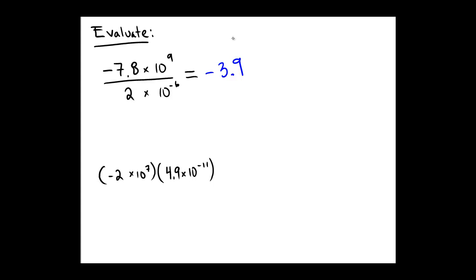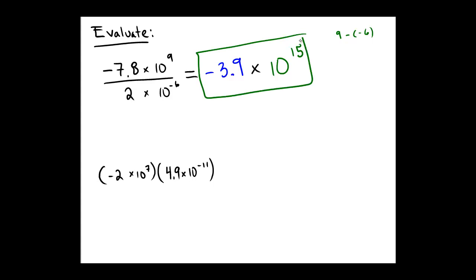Then we're going to multiply by 10 to the power of, and here we're going to follow the rule for the division of exponents because this is a division problem. The division rule for exponents is that the new exponent is going to be 9 minus negative 6. In other words, when you divide, you subtract exponents. 9 minus negative 6 is 15. So our final answer here would be negative 3.9 times 10 to the power of 15.